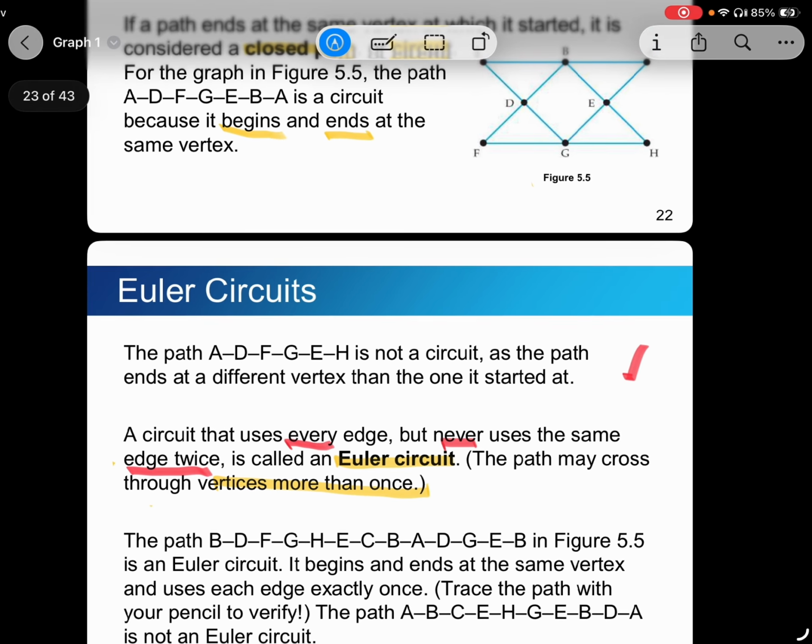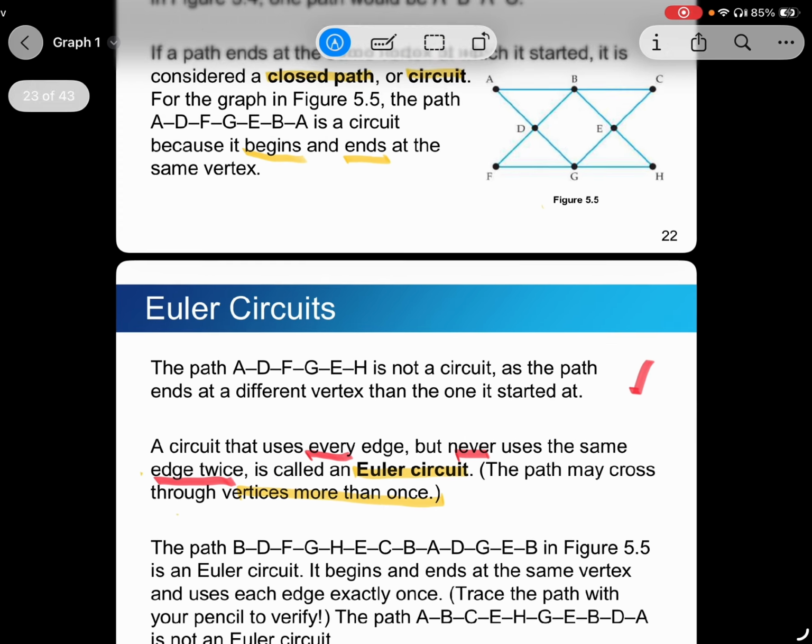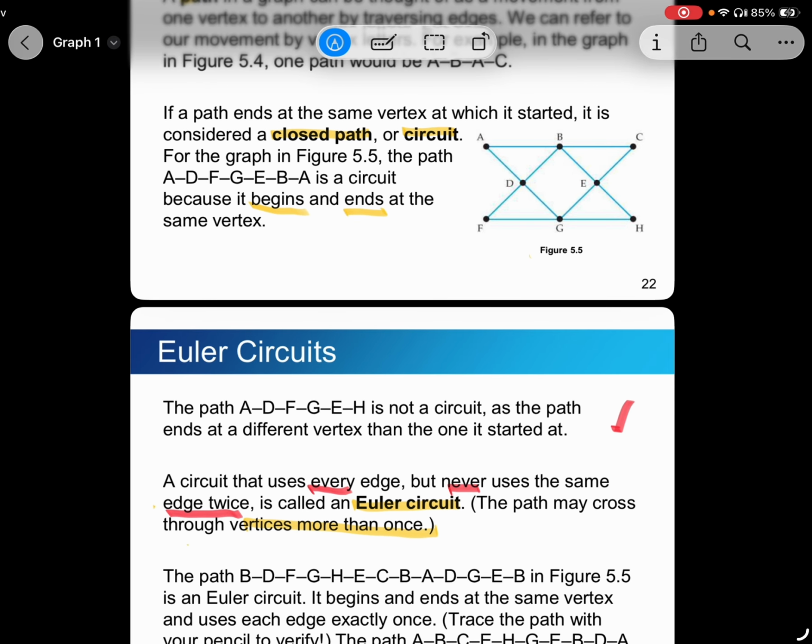The path B, D, F, G, H, E, C, B, A, D, G, E, and B in figure 5.5 is an Euler circuit. It begins and ends at the same vertex and uses each edge exactly once.